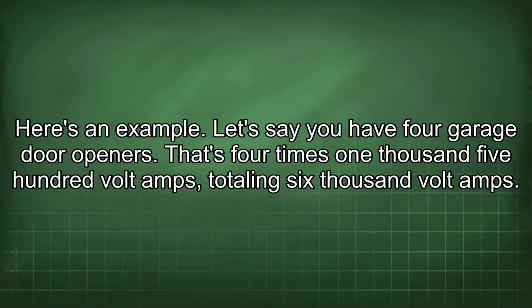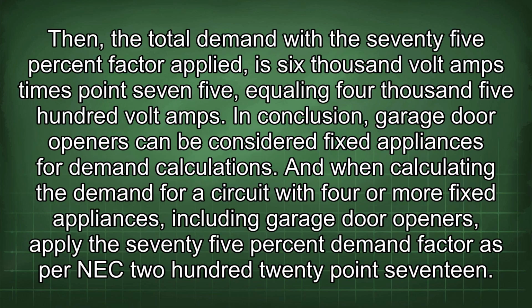Here's an example. Let's say you have 4 garage door openers. That's 4 times 1500 volt-amps, totaling 6000 volt-amps. Then the total demand with the 75% factor applied is 6000 volt-amps times 0.75, equaling 4500 volt-amps.